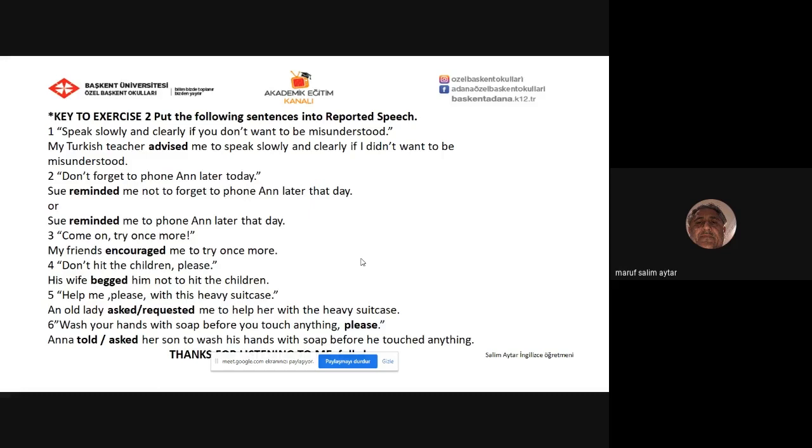Come on, try once more. My friends encouraged me to try once more. Don't hit the children, please. His wife begged him not to hit the children. Help me, please, with this heavy suitcase. An old lady asked me or requested me to help her with the heavy suitcase. Wash your hands with soap before you touch anything, please. Anna told or asked her son to wash his hands with soap before he touched anything.